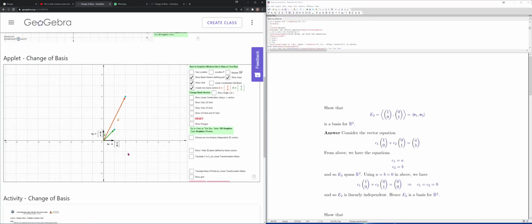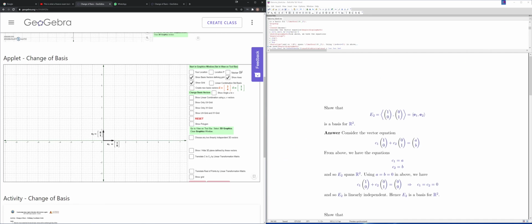Okay, so what I want to do is show that E1 and E2 are also a basis for R2. While the red and green ones over here were a basis, this second set consisting of (1, 0) and (0, 1) is also a basis, right? And I showed that these two are a basis already. What I want to do now is show that the standard basis vectors over here are going to form a basis, right?